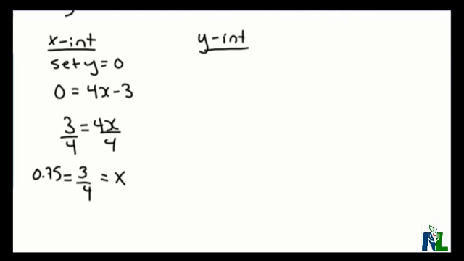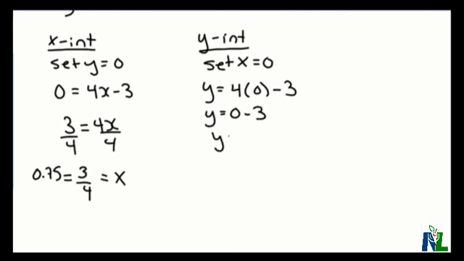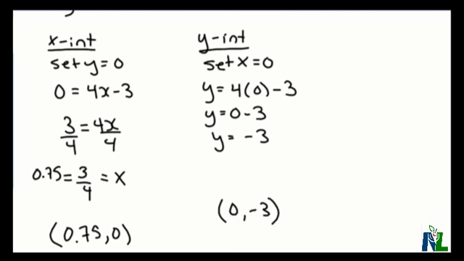Our y-intercept we would do by setting x equal to 0. So we have y equal 4 times 0 minus 3. So y would be equal to negative 3. So for our x-intercept, we have coordinates 0.75 and 0. And for our y-intercept, we have coordinates 0 and negative 3. So now I'll take these and put them over on my graph.